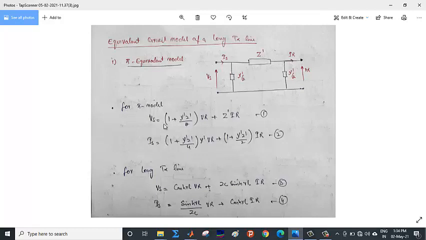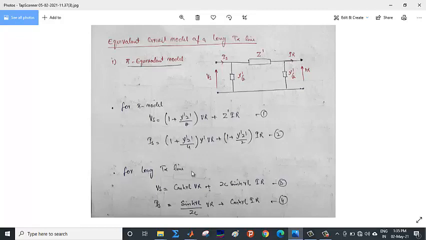For the pi model, we know that Vs is equal to 1 plus y dash z dash by 2 into Vr plus z dash into IR, because for a pi network, this is the relationship between Vs, Vr and IR. Similarly, Is is 1 plus y dash z dash by 4 into y dash into Vr plus 1 plus y dash z dash by 2 into IR. This relationship we have already calculated for the medium transmission line for pi and T models. So this is for the pi model. This is again a pi model, but instead of z and y, we have represented z dash and y dash, just to differentiate them from the actual values of the series impedance and shunt admittance of the line, because they are not representing the actual values.